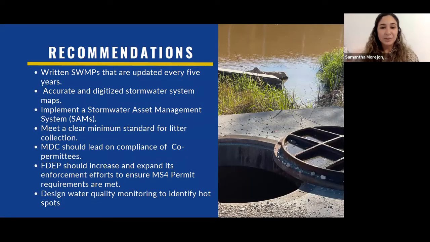After forming these results, we developed a list of recommendations to the county as they gear up to renew their MS4 permit with the state. This would include things like updating their stormwater management plans more frequently, such as every 5 years, having accurate and digitized stormwater system maps, implementing a system to support them in managing their stormwater system. Here it's noted as a SAMS. And having the county take a leading role, not only in complying with the permit, but supporting its co-permittees in being compliant as well.